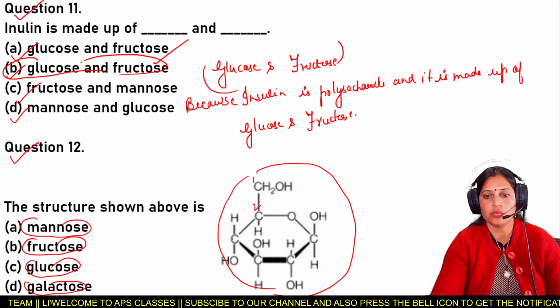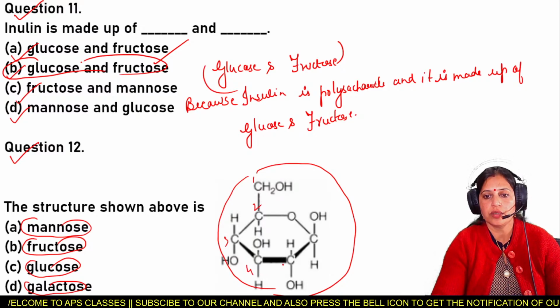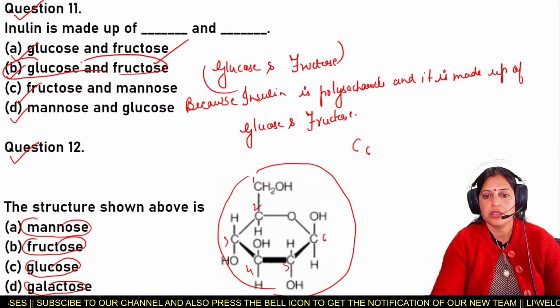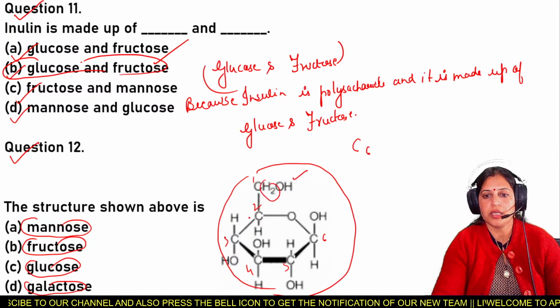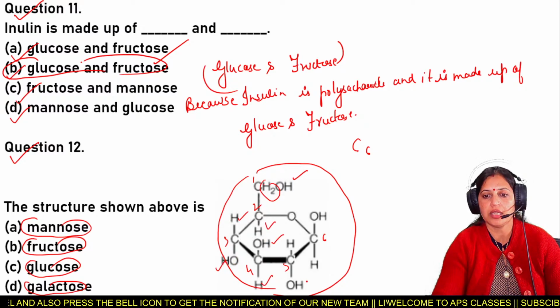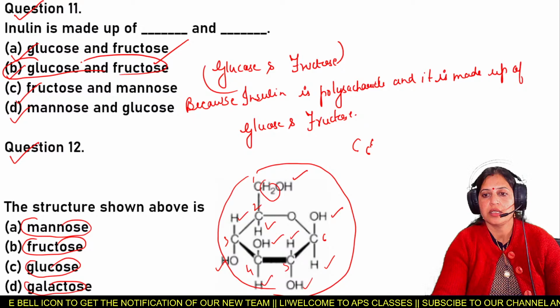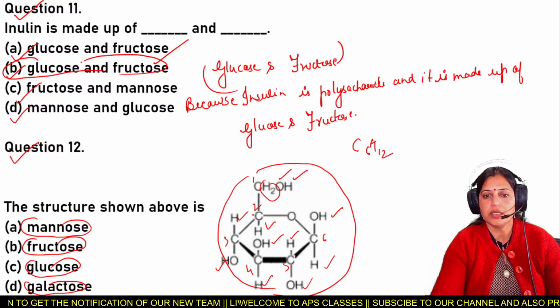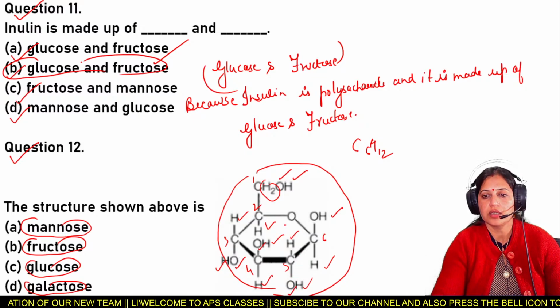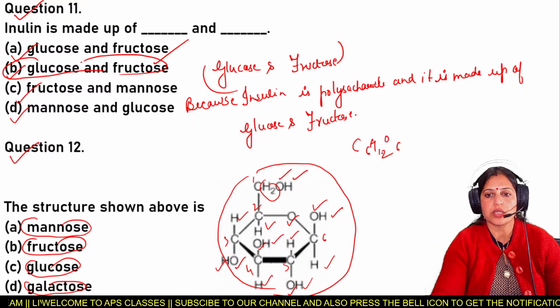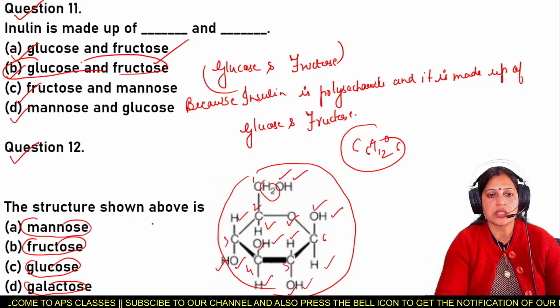One, two, three, four, five, six. That is 3, 6. 2, 3, 4, 5, 6, 7, 8, 9, 10, 11, 12. H12. 1, 2, 3, 4, 5, 6. This is H12O6.